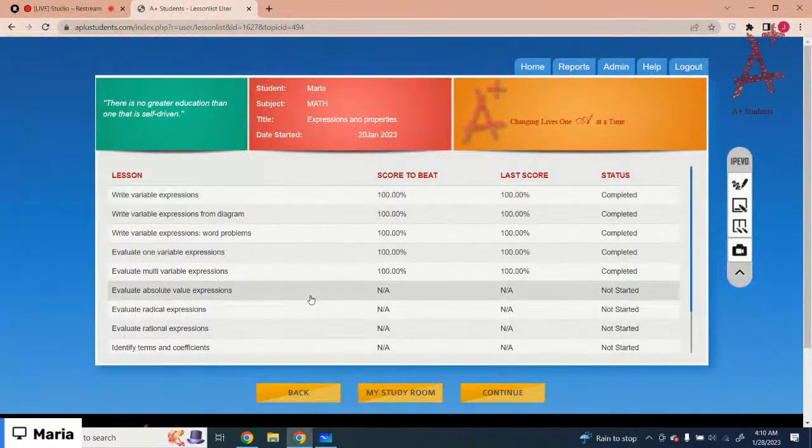Okay, here I'm on grade 8 maths. Chapter name is expressions and properties, and the lesson we're going to start with is evaluate absolute value expressions. So let's just start.